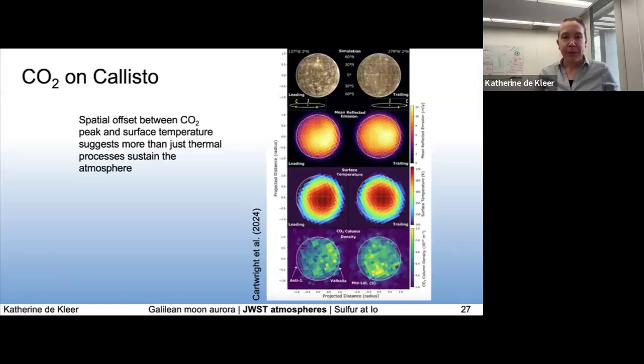Okay, so you can take these maps of surface temperature and compare them to the CO2 gas distribution, and you see that the gas distribution, again, it's noisy, but where it peaks does not line up with the regions of highest surface temperature. And so it's unclear what exactly is causing this specific distribution of the CO2 gas.